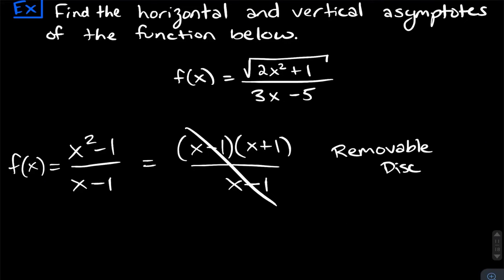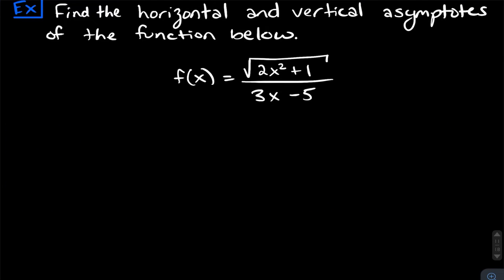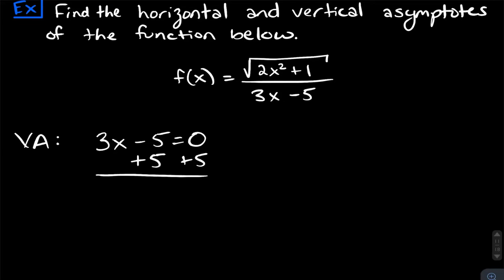All right, so we're going to have to check with limits. We're going to have to figure that out, but let's continue here. Vertical asymptotes, that's where the denominator is 0. The denominator is 0 at, well, let's see, add 5 to both sides, and this becomes x equals 5/3. Okay, cool. So now we have to check this.